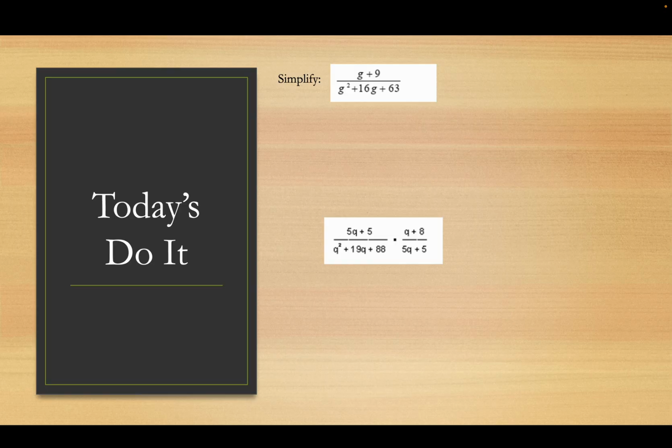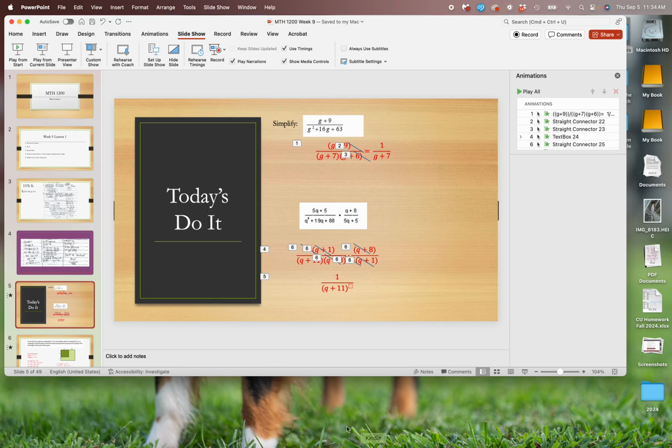Okay, so factor and cancel, factor and cancel. All that you do is factor and cancel. So I factored g squared plus 16g plus 63. What two numbers multiply out to 63 and add up to 16? Bam! That's 9 and 7. I don't know why I have a 6 and a 7 there. So let me correct that right now.